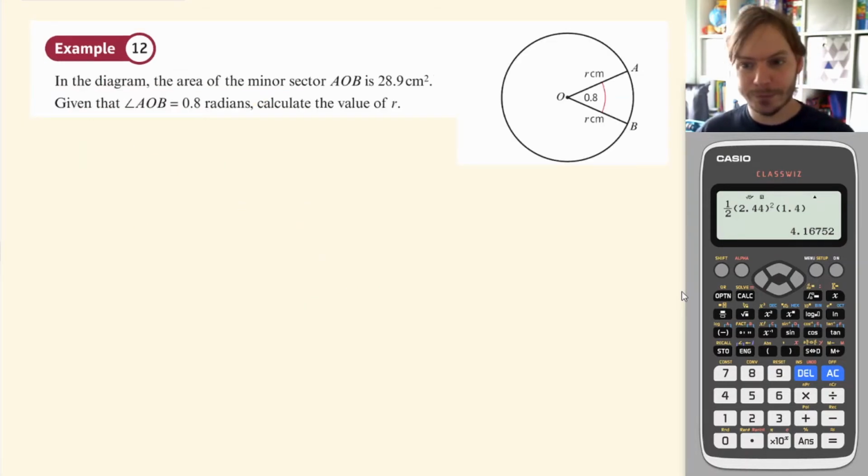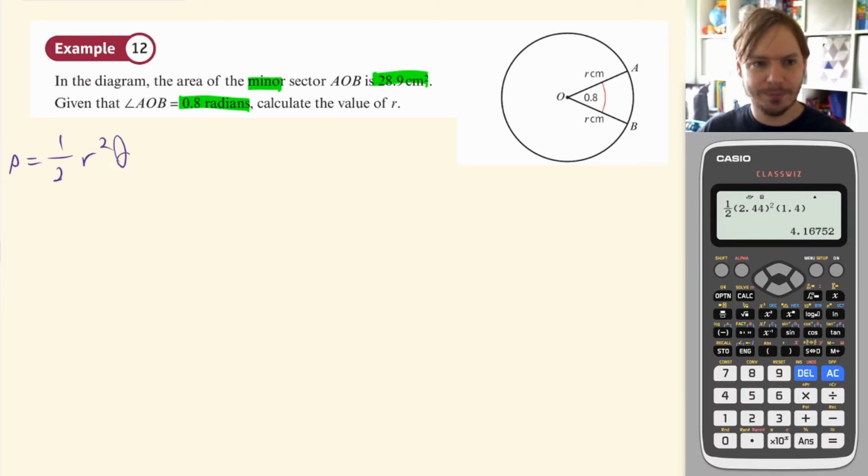Example 12. Very similar sort of question. Again, we need to use that the area is half r squared theta, but this time we're given the area and we're given the angle of 0.8 radians. In the diagram, the area of the minor sector. Remember that minor sector means that we're dealing with this sector here, and this one here is called the major sector, because both of those sectors are essentially formed by the same angle.